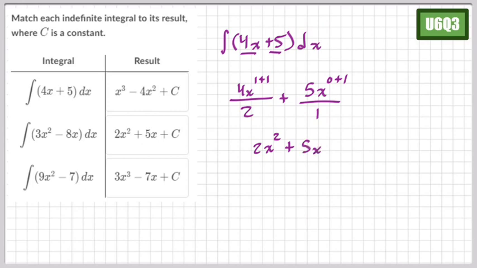Now, why is there a plus c? Because you don't know the constant. You're right. If you were to take the derivative of this and go back to where we were, what happens to that c? It goes away, it's eliminated. We don't know if that c is a 0, or a -5. We don't know what that c is. It could be anything.